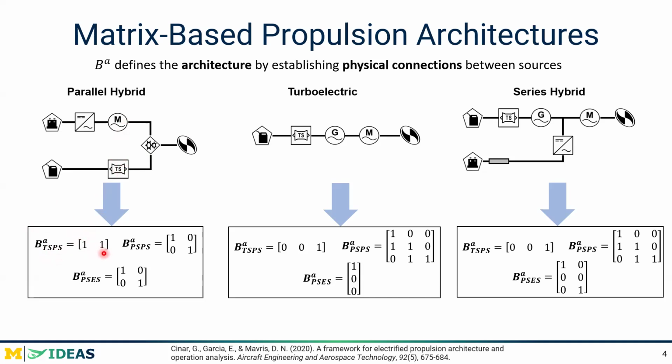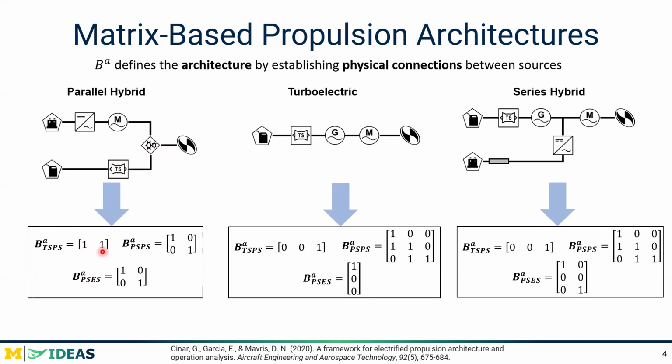Similarly, the power source matrix is going to be 2 by 2 because there's two power sources. And then the power source energy source matrix is going to be 2 by 2 because we have two power sources and two energy sources, the battery and the fuel. So going back to the connections, we can see that the electric motor is connected to the fan or propeller, as well as the turboshaft, which is why we have this 1-1 here.